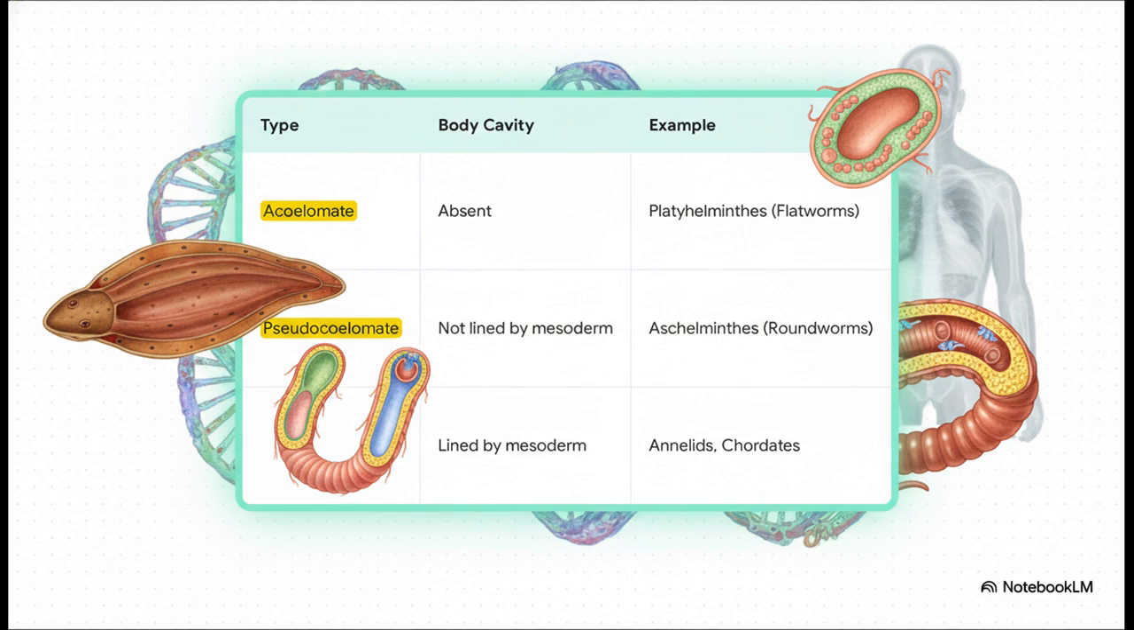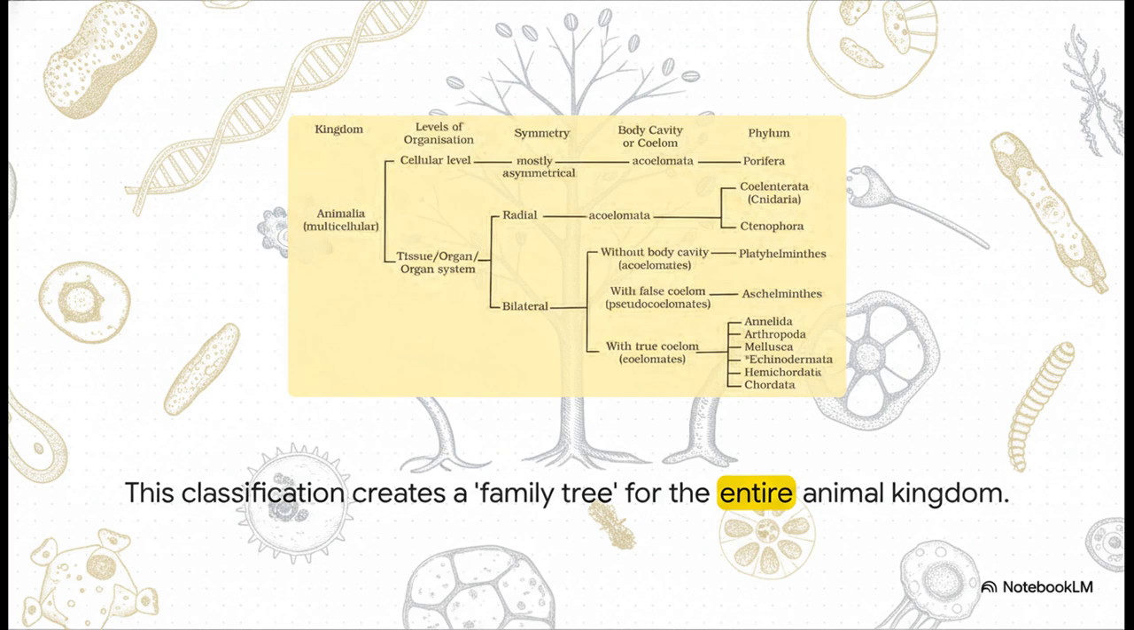This is the setup that allows for the most complex internal organs and systems to develop. And here it is. This is the result of all our detective work. By asking these few simple questions about organization, about symmetry, about internal cavities, we've built a family tree for the entire animal kingdom. This chart, called a cladogram, isn't just some boring list. It's a map of evolutionary history, showing how every animal is connected, all the way back through time.